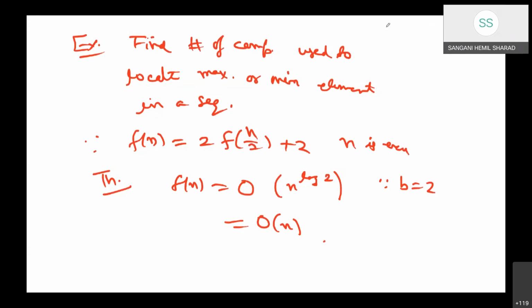Okay, sir. Thank you. Now what happens here, because the base here is b actually, right? b is 2 here, right? That's why this is 1. So log 2 base 2 is 1, right? So this is order of n. Okay, good.